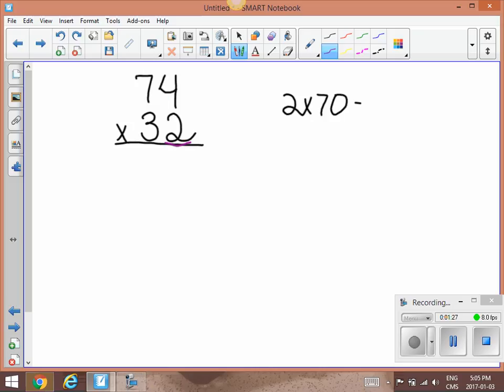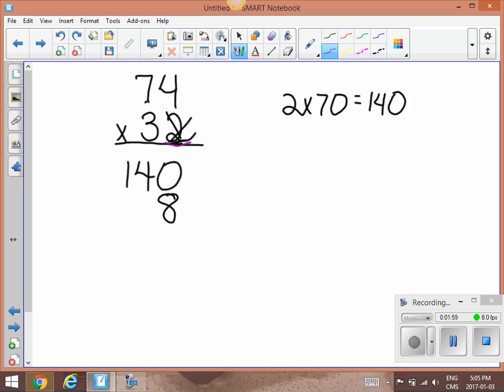7 times 2 is 14. Add the 0. I am not going to do this work on the side any longer. If you need to review multiplying multiples of 10, there's another video for that. Or let me know if you need some extra practice or some extra help with that one. But 2 times 70 is 140. We've multiplied the 2 and the 7, so now, 2 and the 70. So let's multiply the 2 and the 4. 2 times 4 is 8.